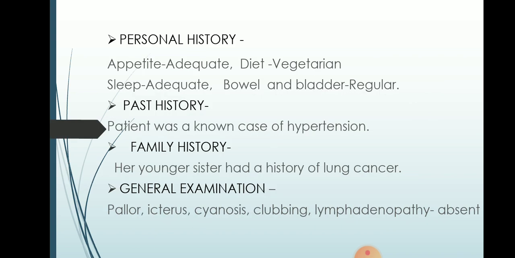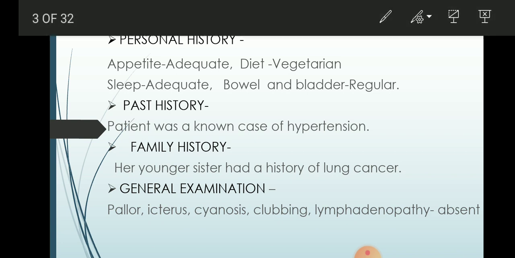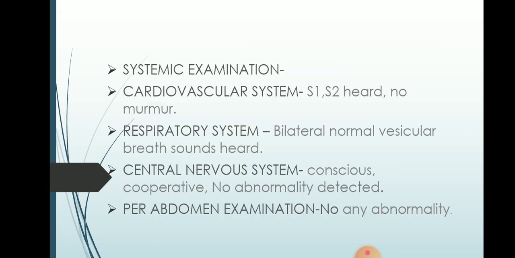Personal history not significant. Past history, patient was a known case of hypertension. Family history, her younger sister had a history of lung cancer. General examination, no abnormality seen. Systemic examination, no abnormality seen.